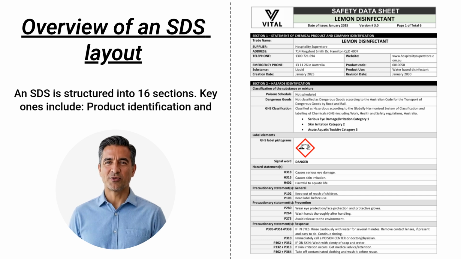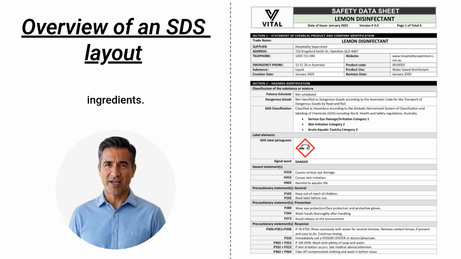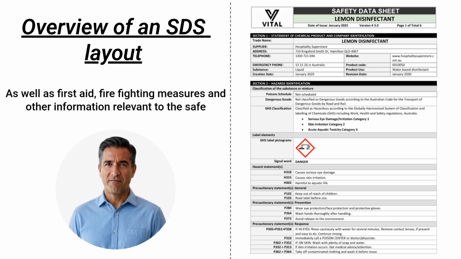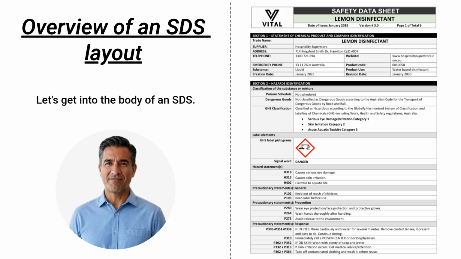An SDS is structured into 16 sections. Key ones include product identification and supplier details, hazards identification, composition and information on hazardous ingredients, as well as first aid, firefighting measures, and other information relevant to the safe handling and disposal of the product. Let's get into the body of an SDS.